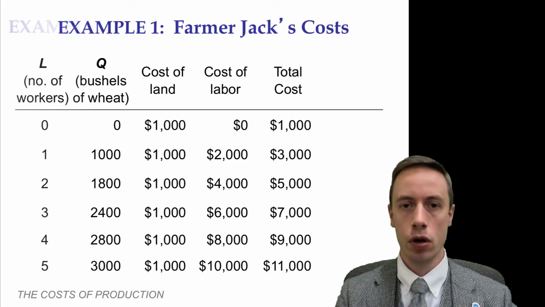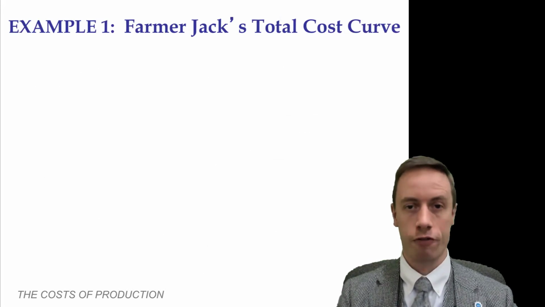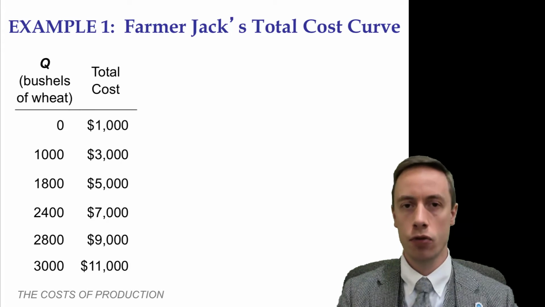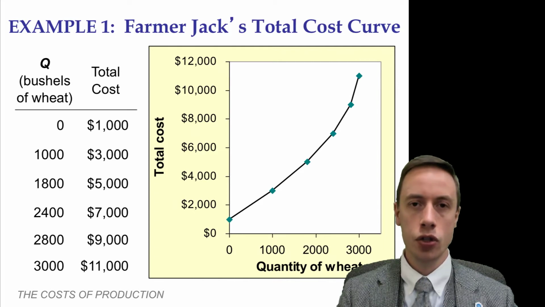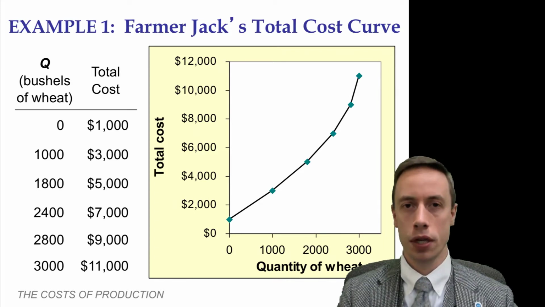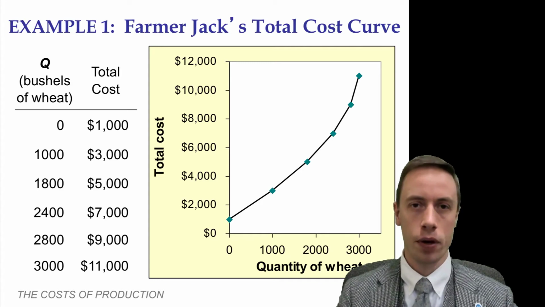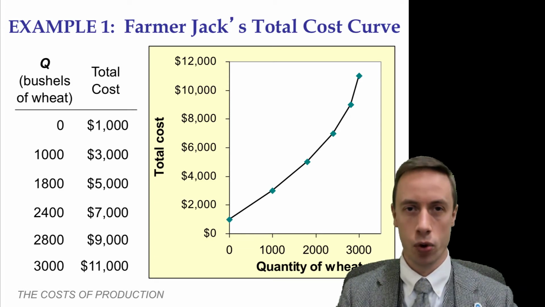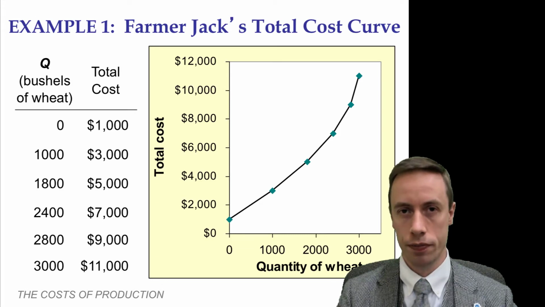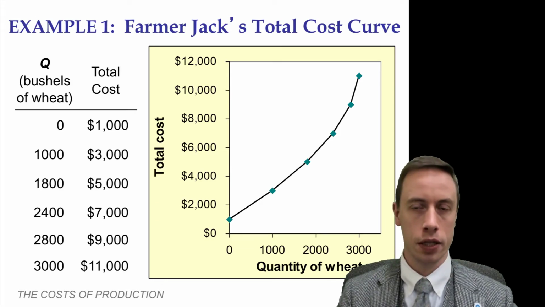For starters, we can of course draw a graph. So if we take the quantity versus the cost of production and graph it up, we notice that this graph features an increasing slope. That's because as Jack increases the production of his farm, it becomes more and more expensive to add additional bushels of output. This is of course the mirror image of the production function. If each additional worker contributes less and less output, it becomes more and more expensive to add additional output.